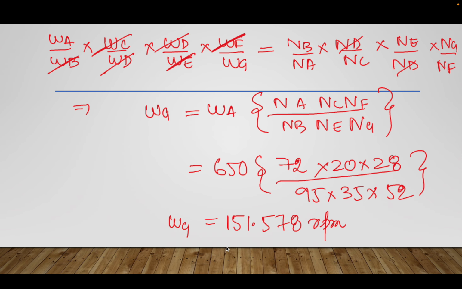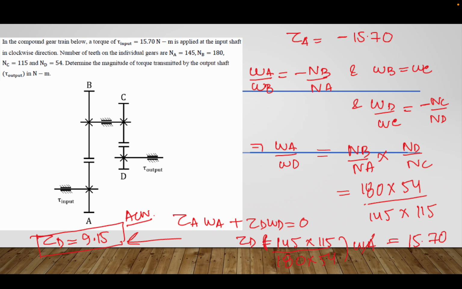Now what we can do is we can go to the next question. So here also a compound gear train is shown below, right? And the input torque is applied in the clockwise direction, and we know that the clockwise direction is negative, so you have to take into account the sign of the torque and the omegas. Okay, so that's why I have written here that tau A or tau input is basically minus 15.70.